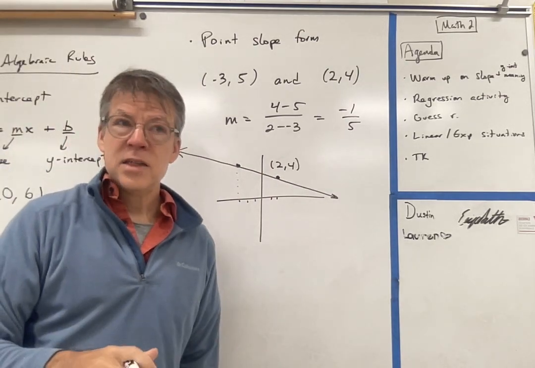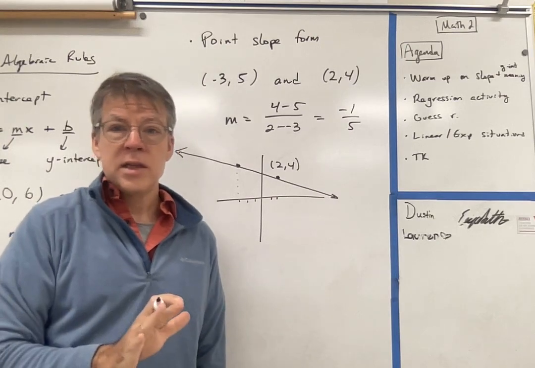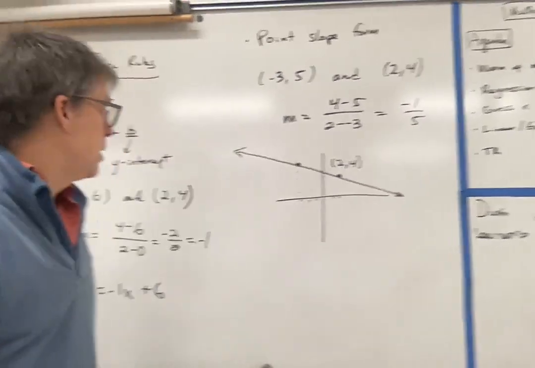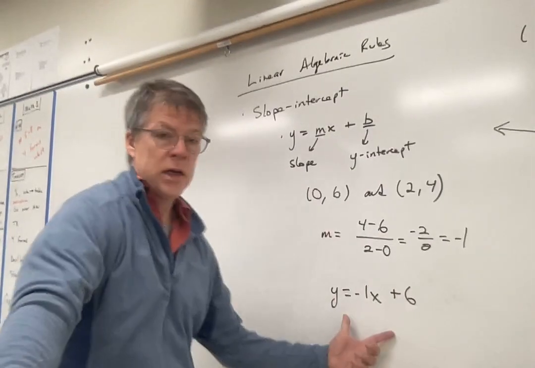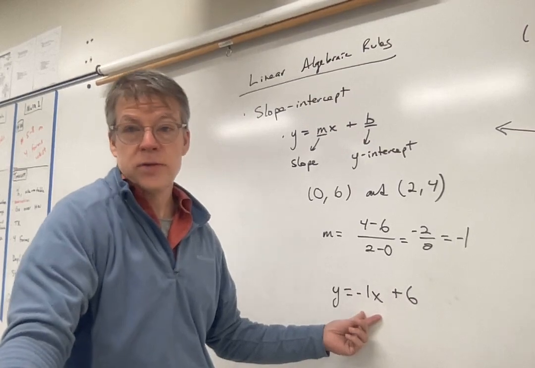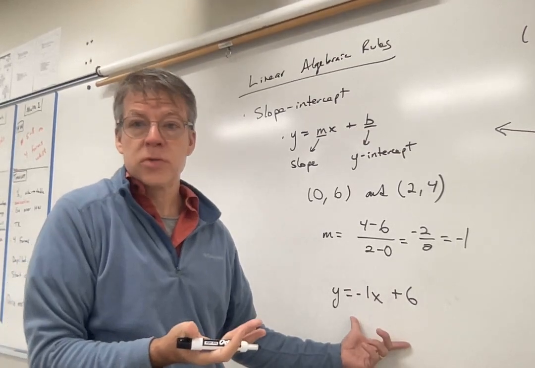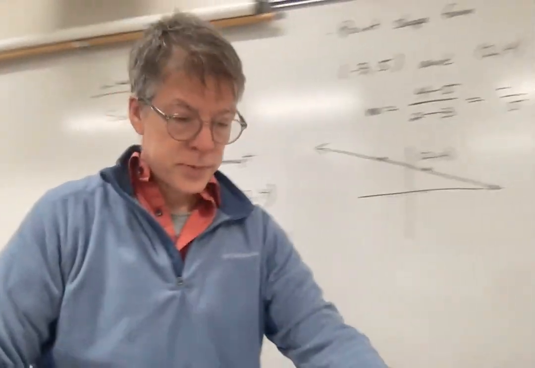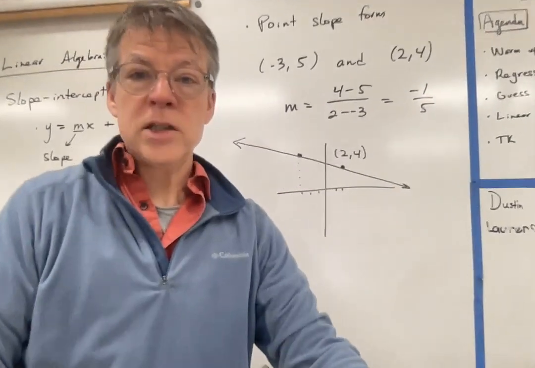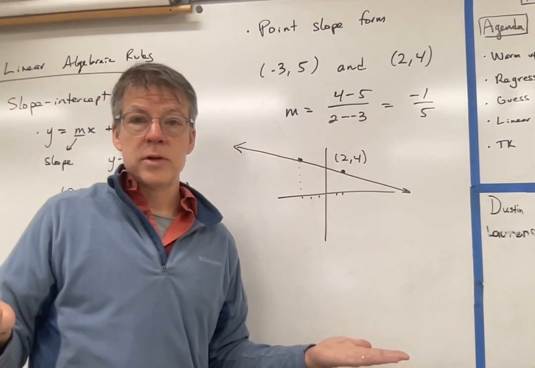All the line is, is a relationship between x and y, right? That's all the line is. Over here, what's the relationship between x and y? Well, if you need y, you just multiply this x, whatever it is, by negative 1, and then add 6, right? It just shows a relationship. So that's all I need. If I can show the relationship between x and y here, I got my algebraic rule.